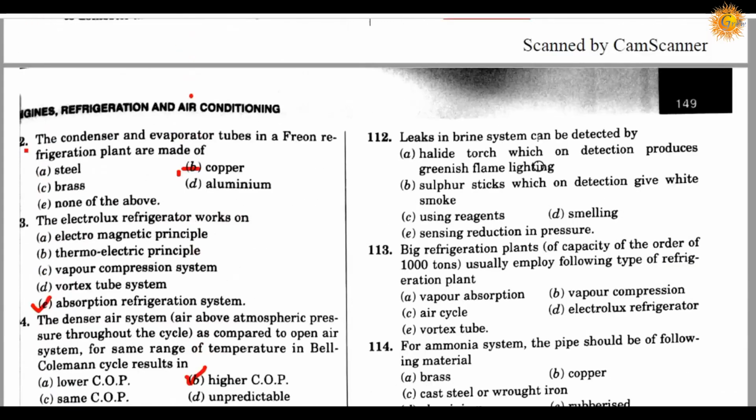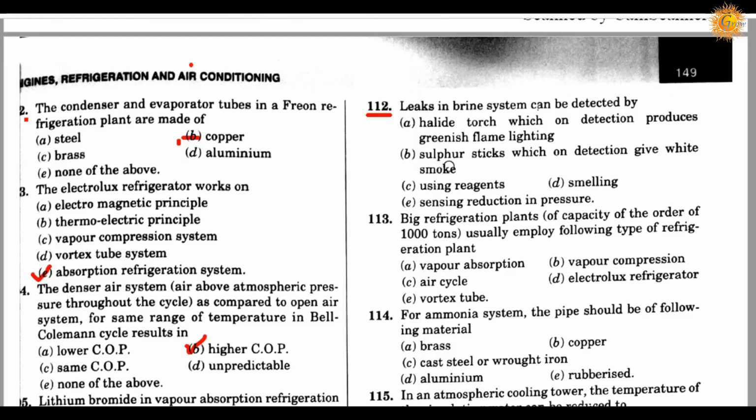Question number 112. Leaks in a brine system can be detected by: Option A, halide torch, which on detection produces a greenish flame. Option B, sulfur stick, which on detection gives white smoke. Option C, using reagents. Option D, smelling. Option E, sensing reduction in pressure. So the correct answer is C, using reagents.